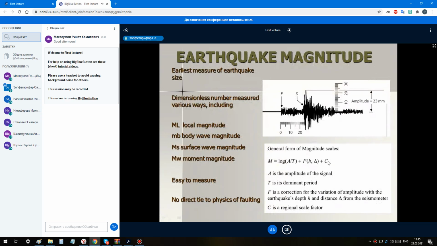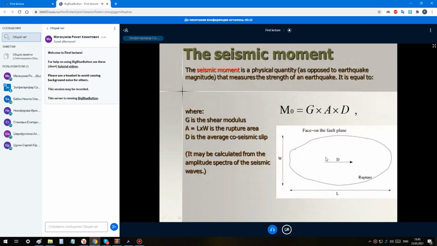This slide shows M0 as a magnitude, the seismic moment. The equation shows M0 equal G times A times D. G is the shear modulus, A equals L times W as shown in the schematic shapes.